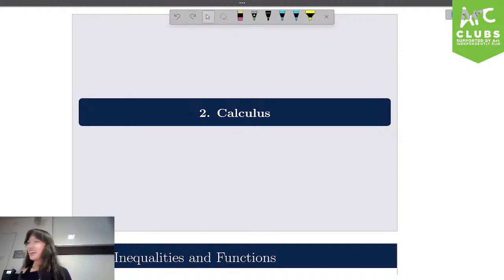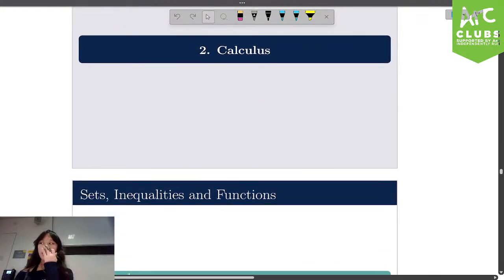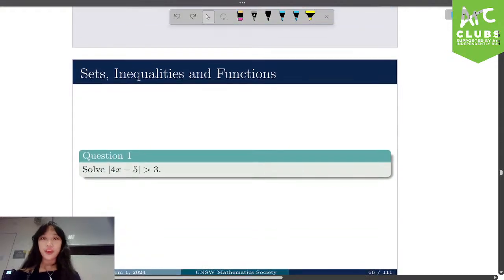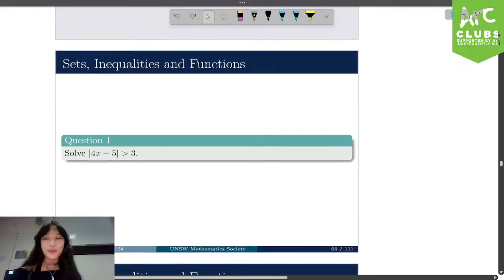Okay. Hi everyone! Welcome back to those of you who are returning for 1141's help seminar. Today we're going to go through calculus, and essentially what we're going to be doing is looking through a bunch of problems and also going through a couple of concepts. So we've got our first topic here, which is sets, inequalities, and functions. I'm sure this is revision to most of you.